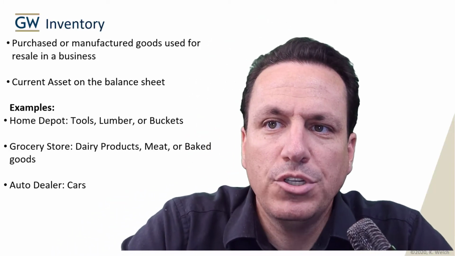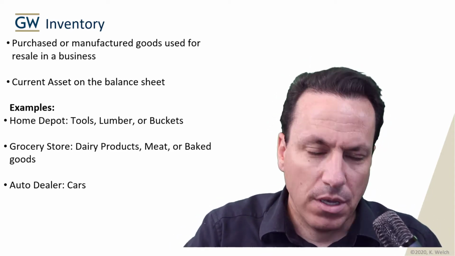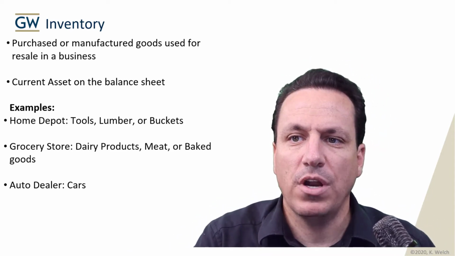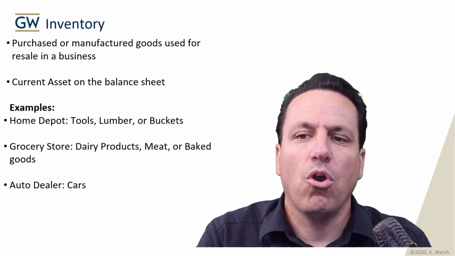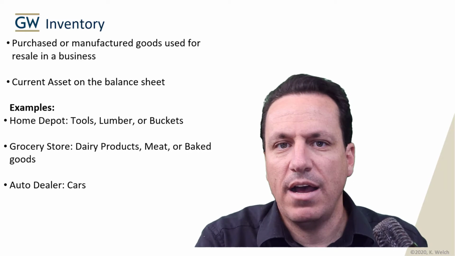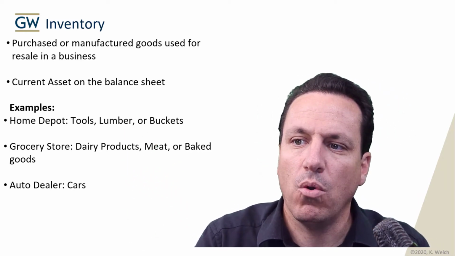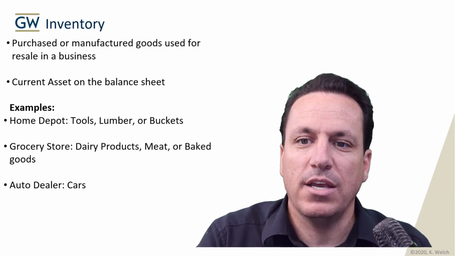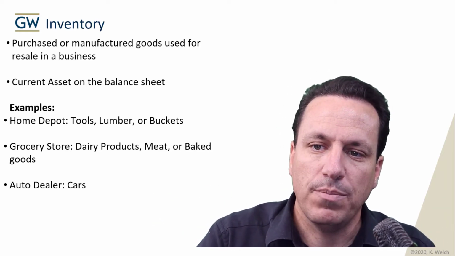Inventory is any purchased or manufactured goods that are used for resale in our business. They're typically classified as current assets on the balance sheet. Examples of this, if you were Home Depot, would be the tools that you would sell, or the lumber in the lumber yard, or those orange buckets that they always sell. Those are the things that would be considered inventory for Home Depot.